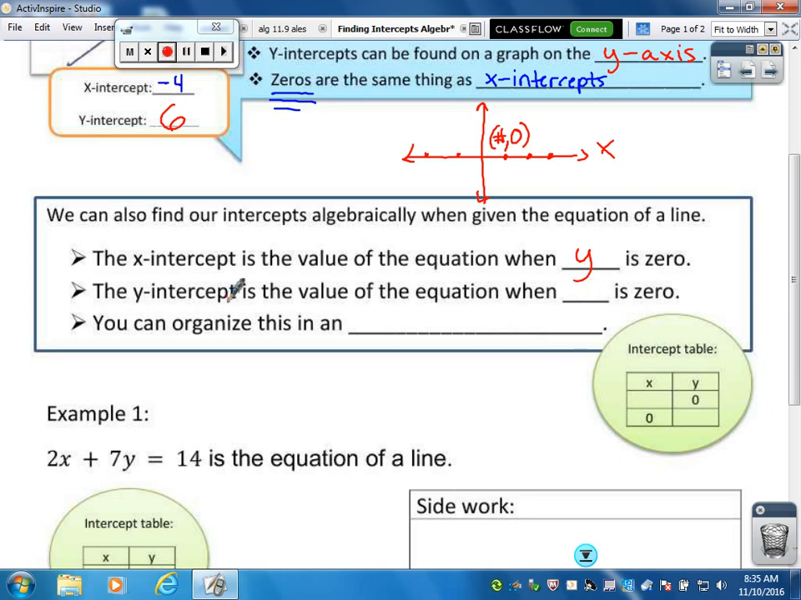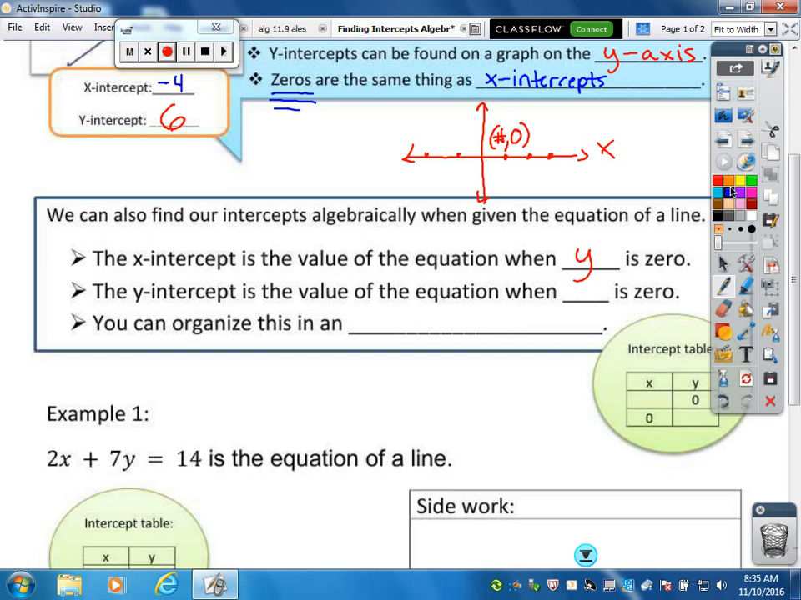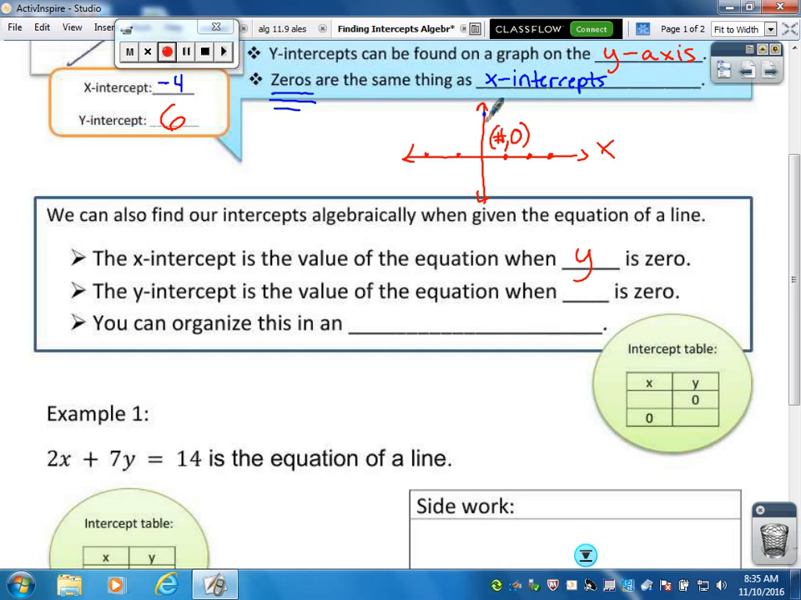For a y-intercept, the opposite is true. So a y-intercept is going to hit that vertical bar somewhere up here, so any one of these points, doesn't matter what, it's not going to go over left or right any, so my x value is 0, but my y value will have a number. So the y-intercept is the value of the equation when x is 0. So if you want, you can organize this in an intercept table, just like I've shown you over here. I find that very easy to keep all my work straight when I do this.